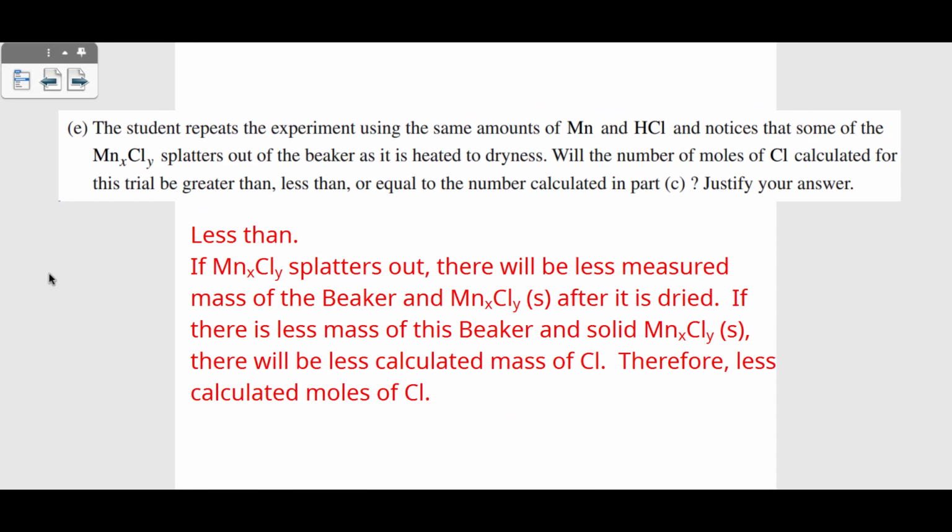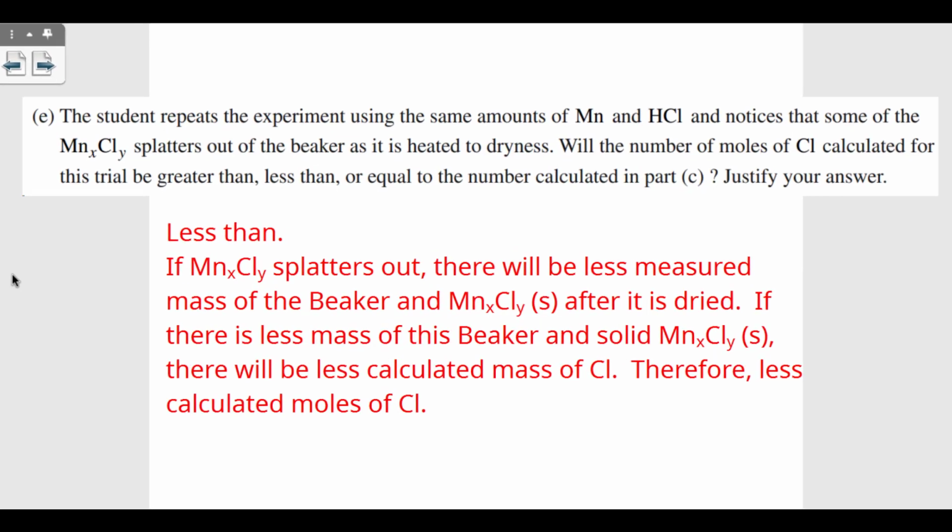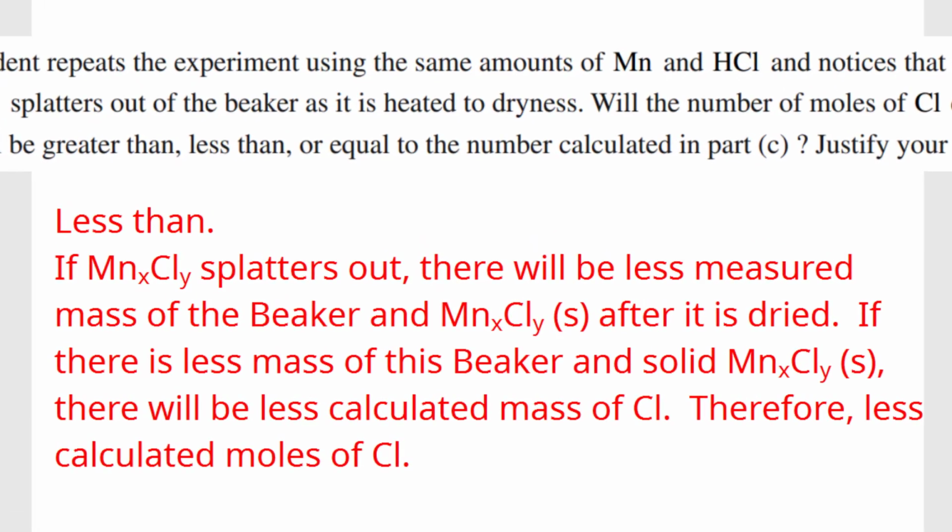Well, there's one last part of this lab type question, which is a laboratory error question. The student notices some of the manganese chloride splattered out of the beaker. And it asks, will the number of moles of chloride calculated in this trial be greater than, less than, or equal to what we calculated in part C? And it's going to be less than. And we just use logic in order to explain that.